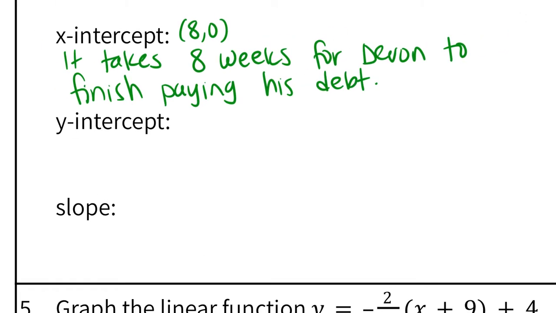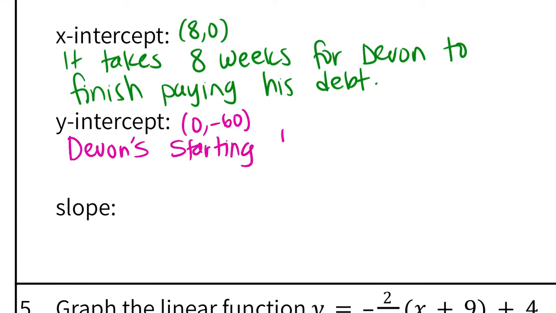Okay, so the y-intercept was (0, -60). So I would say Devin's starting debt amount was $60. Notice that I didn't have to put the negative, even though that's a negative, because the word debt lets us know that it's going to be negative anyway.